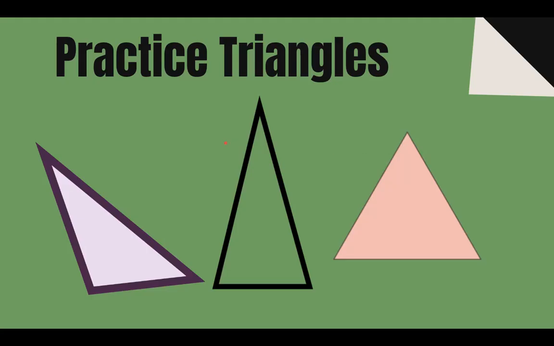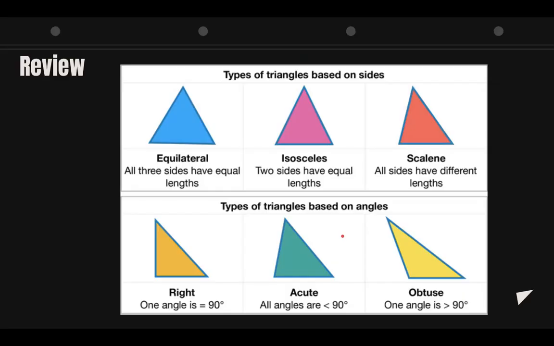So here are our practice triangles. We have this one right here. This side is a little bit shorter, and this side is a lot shorter. So we are going to say this one is a scalene. Every single side is different. This one has two sides that are the same. So this one is going to be our isosceles. And all of the sides on this pink one here are equal. So that is an equilateral.